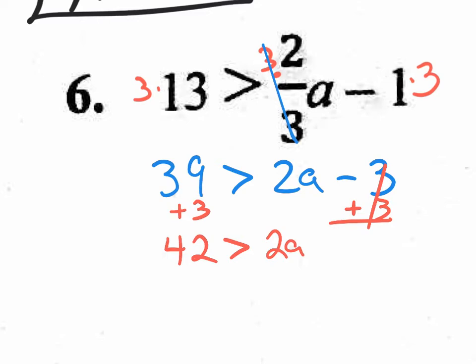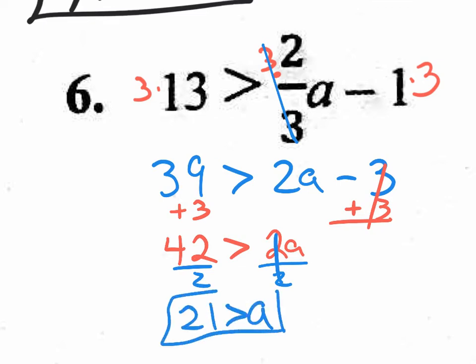And so for my final step, Isabel, what would I do? Divide by 2. All right, divide by 2. A is less than 21. Notice that I read it from right to left. A is less than 21. If you read it this way, it's going to say 21 is greater than A. So the better answer would be to write it with your A on the left side, your 21 on the right side.